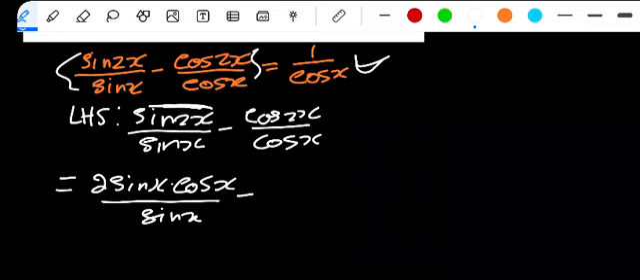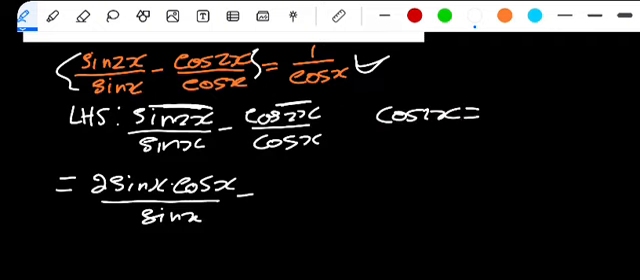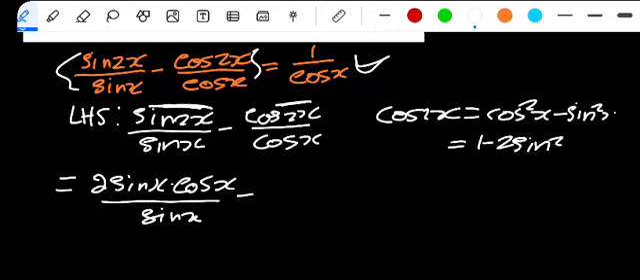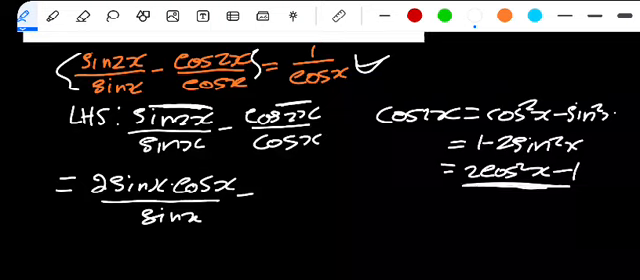this is also a double angle. But remember, when you have cos 2x, you have three options for the double angle: cos squared x minus sine squared x, or 1 minus 2 sine squared x, or 2 cos squared x minus 1. You're supposed to choose one of the three. I will just pick the middle one.